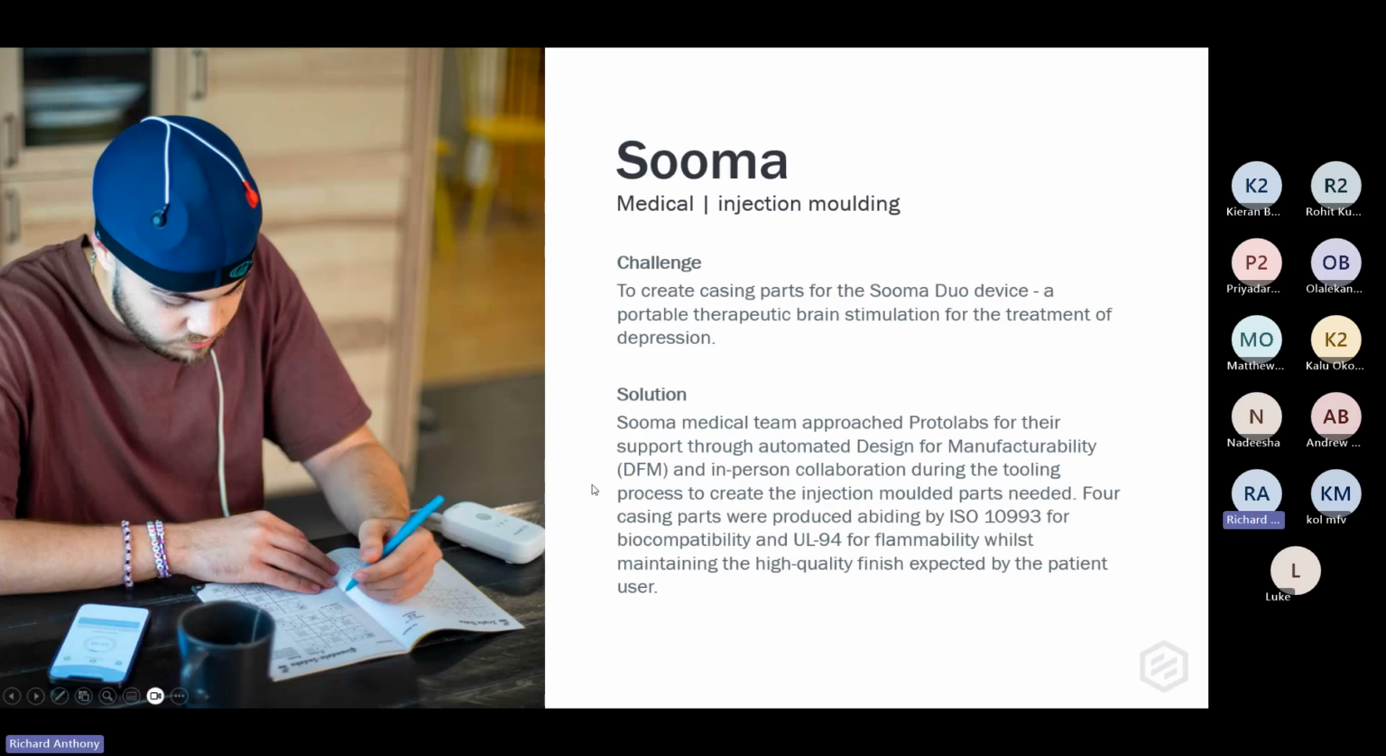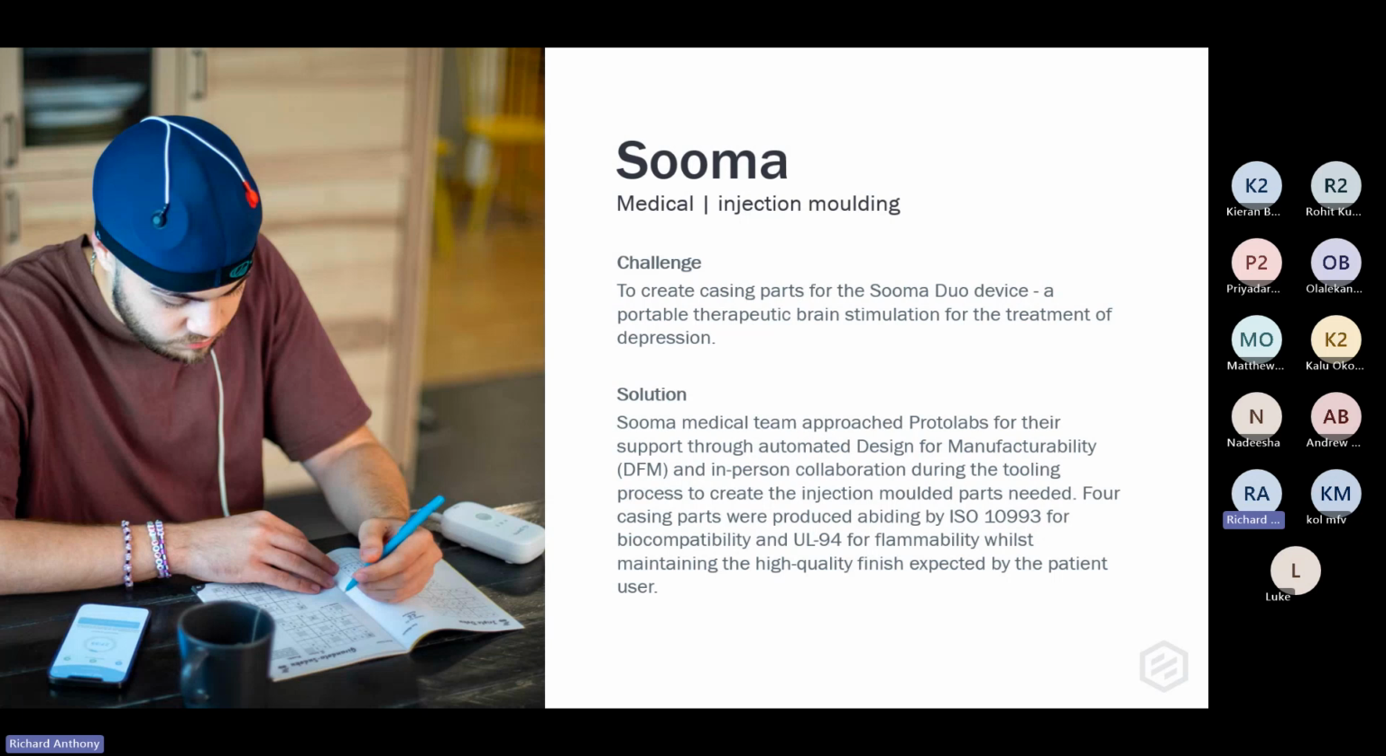Next, we've got an example that we've used for injection molding. This case study is a medical device. It's used for brain stimulation for the treatment of depression, but what we were involved in was injection molding the casings, the plastic casings that are holding the technology that this company has developed. We were able to support them with design for manufacture feedback. Parts were produced with a biocompatibility and flammability rating.